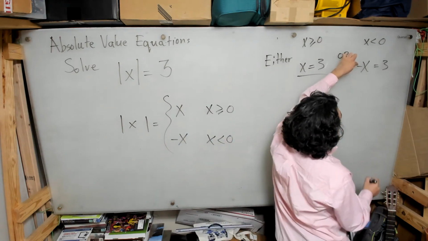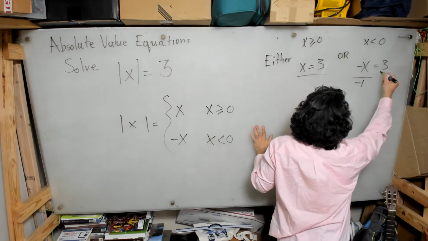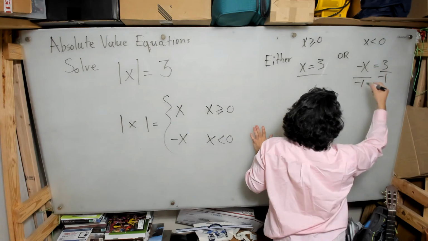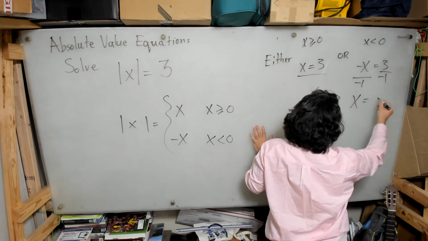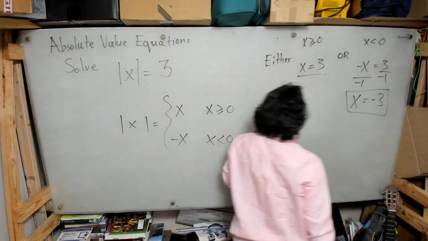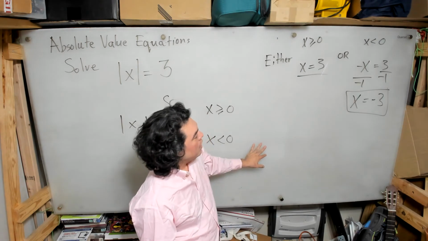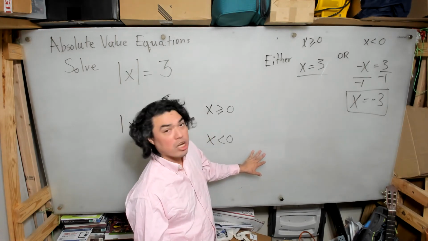Well, we know that to get the x by itself in this scenario, I have to divide by negative 1. This becomes positive x. And then 3 divided by negative 1, that's negative 3. Okay? And again, here we have our solutions as we had gotten before.